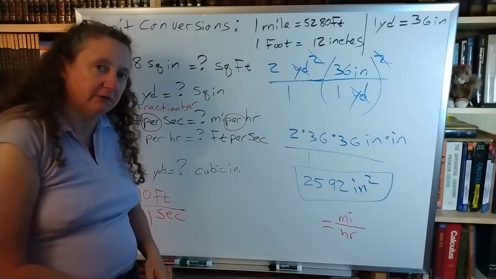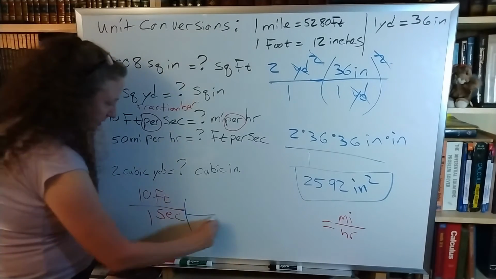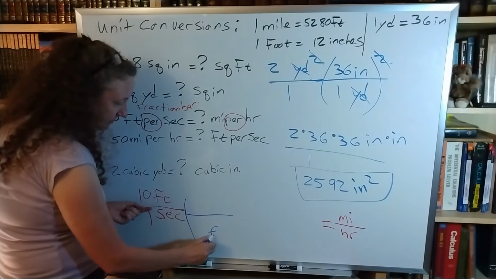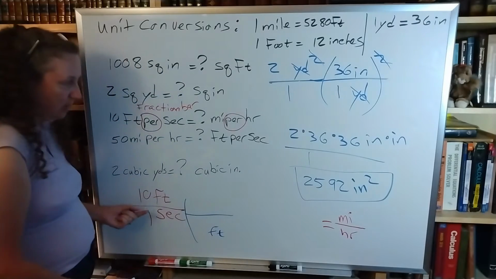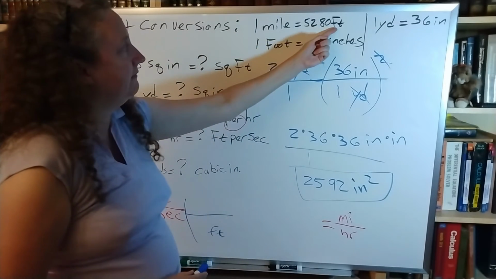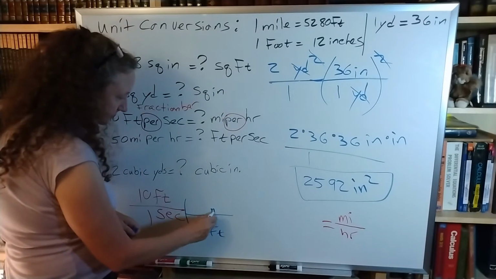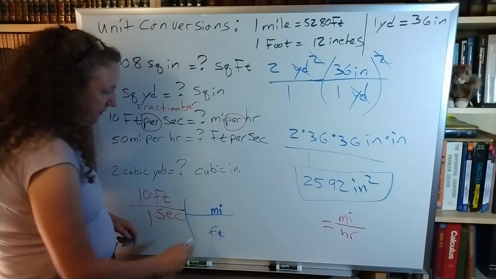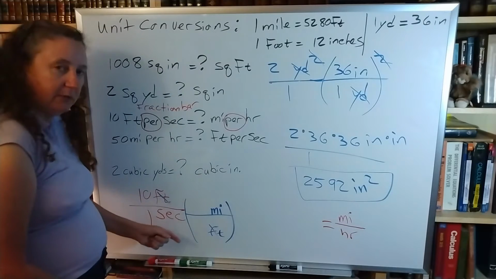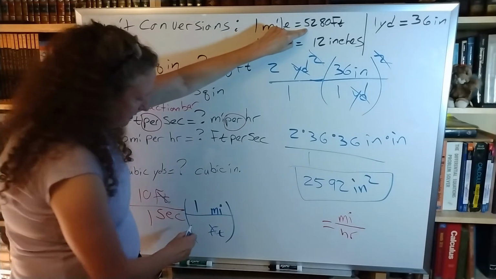Now I need to figure out what my conversion factors are. I'm going to start out. I have feet on the top. I want to get rid of it. So because it's on the top, I put it on the bottom. I want to end up with miles. So I look through my conversion factors. I have feet, I have miles. So there's my unit. I can go straight there. Now that I have my units written in, I need to write in my numbers. 1 mile, 5,280 feet.